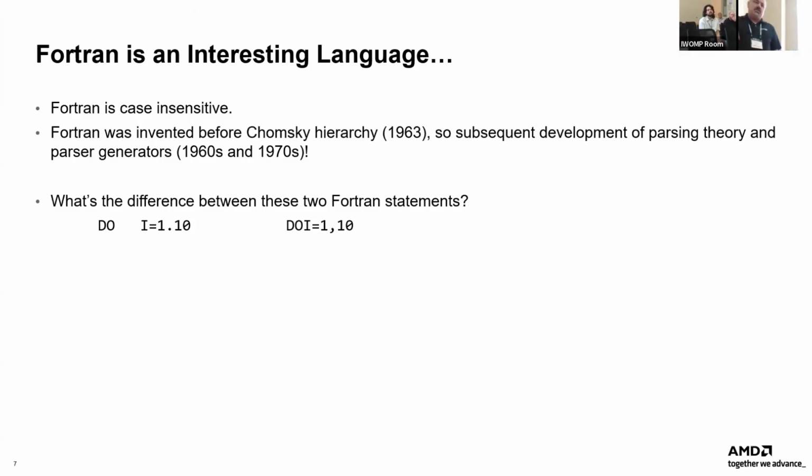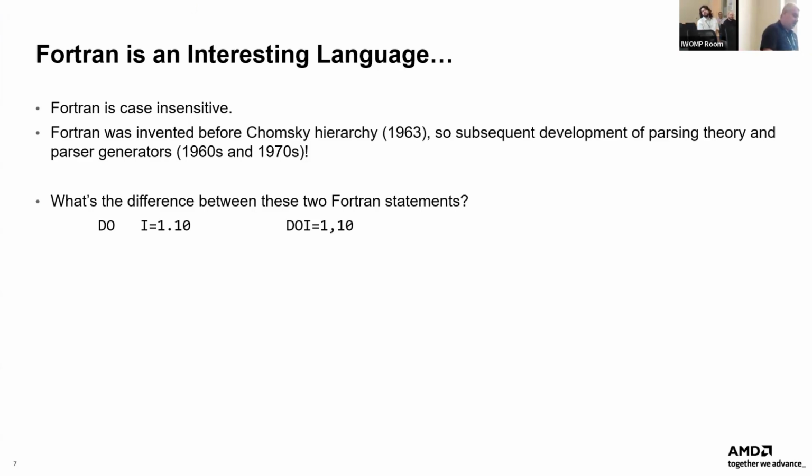And the other one, despite there being no blank in there, is a do loop that has I as the induction variable and counts from 1 to 10. And this is code that is out there, right? I'm not making this up, okay? This is not taken from an actual application, but you know, it's there.